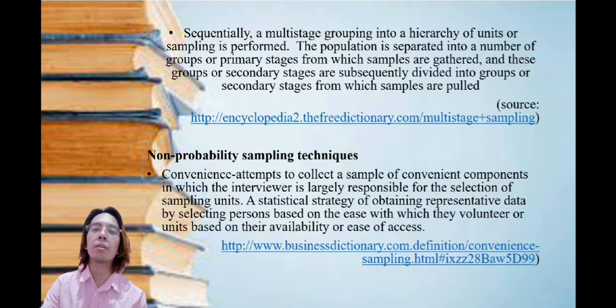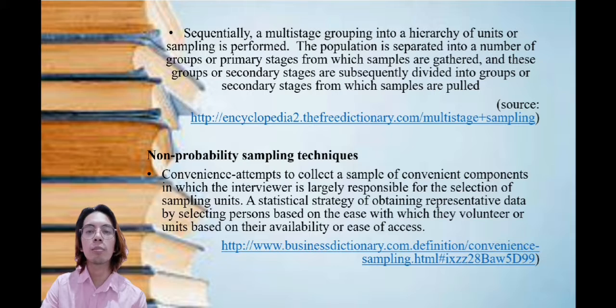This strategy is often employed in multi-stage sampling, where a grouping into a hierarchy of units is performed. The population is separated into a number of groups or primary stage units from which samples are gathered, and these groups are subsequently divided into secondary stage groups from which samples are pulled.